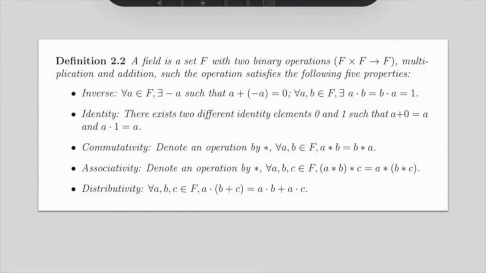The commutativity is a plus b is equal to b plus a, or a times b is equal to b times a. Associativity will be the sum of a plus b, plus c, is equal to a plus the sum of b plus c, or the product of ab times c is equal to a times the product of b, c. The distributivity will be a times the sum of b plus c is equal to ab plus ac.